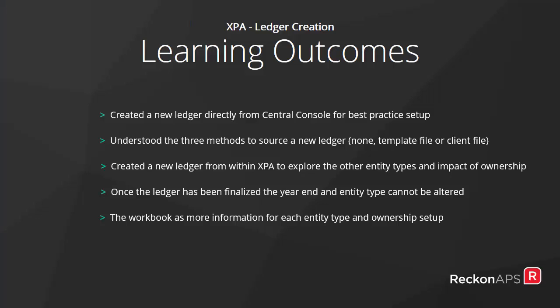So our learning outcomes. We've created a new ledger directly from Central Console for best practice setup. You understood that there were three methods to source a new ledger. They were none, from a template file, which is fairly typical, or another existing client file. We created the new ledger from within the XPA to explore the other entity types and impacts of ownership. Once the ledger has been finalised, the year end and entity type cannot be altered. Your workbook has more information on each entity type and ownership options.